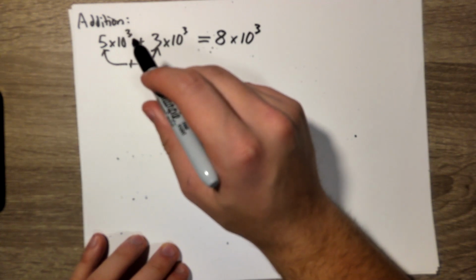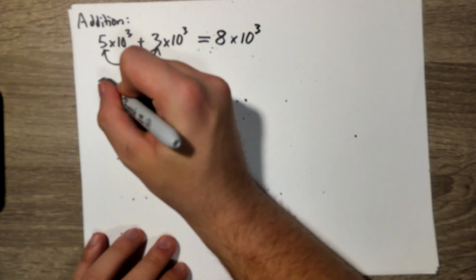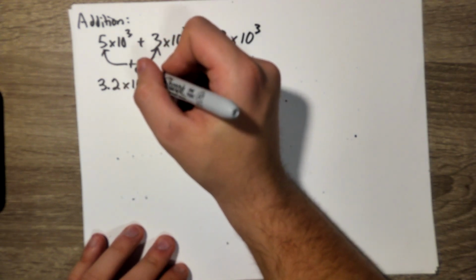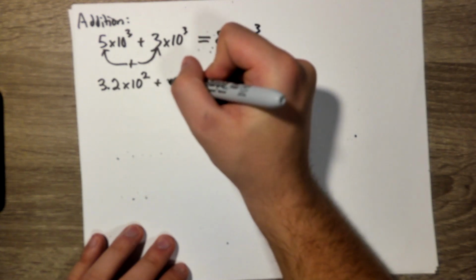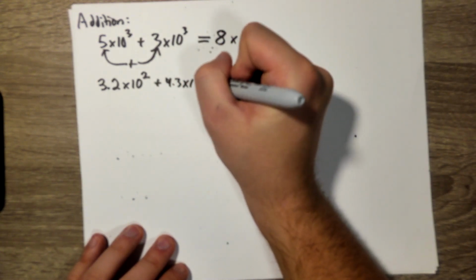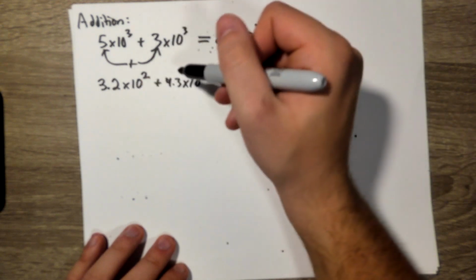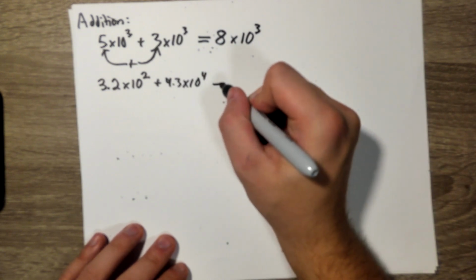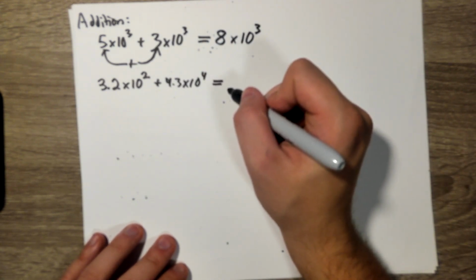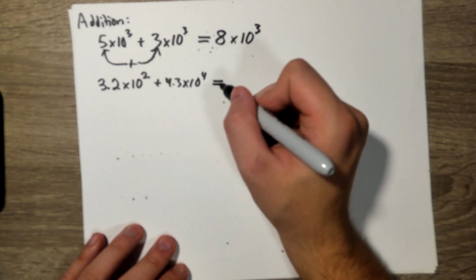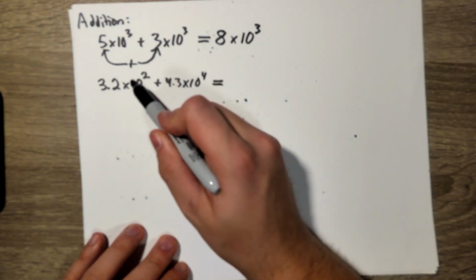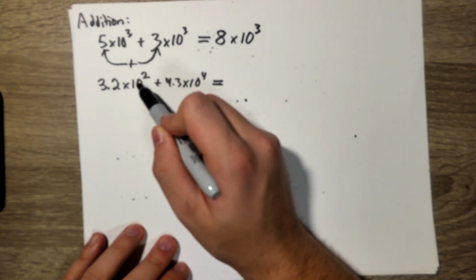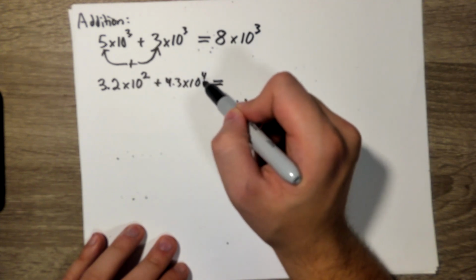So now I'll do an example where we don't have the same exponent values. If you have 3.2 times 10 to the 2 plus 4.3 times 10 to the 4, so it's 320 plus 43,000. How do we do this? Well, not like before, because we can't just add these two A values together, since they have different exponents.